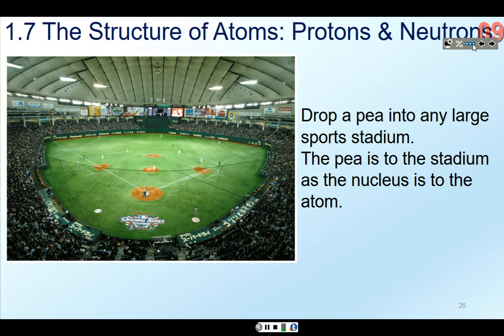So here's a really good analogy, and this one's from your text as well, but it's a perfectly good one. If you took a pea, an ordinary garden pea, and dropped it in the middle of a large sports stadium, the pea is to the stadium as the nucleus is to the entire atom. In other words, the nucleus is the center, and the stadium is the volume of the entire atom, including the electrons. And the whole thing where the electrons occur is huge compared to this central nucleus that has the protons and neutrons.